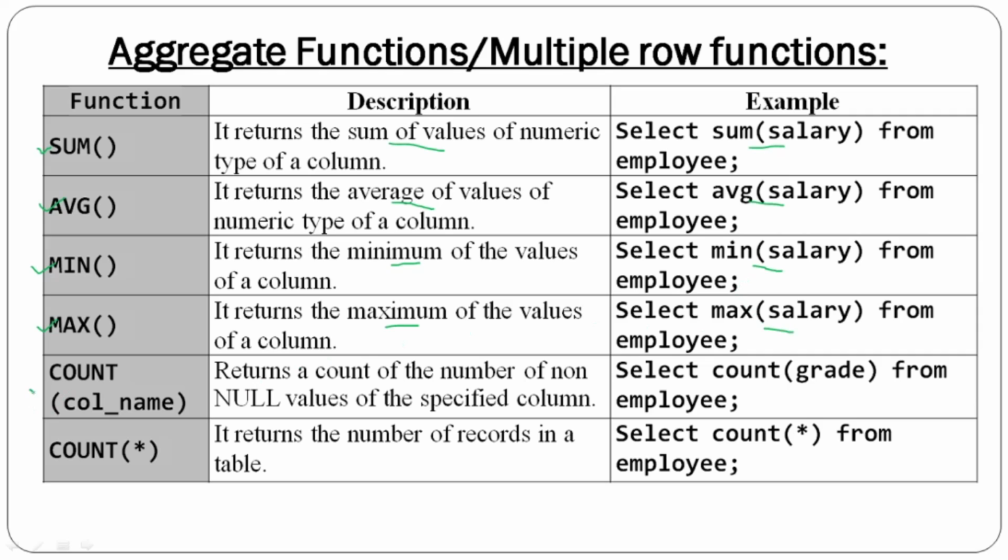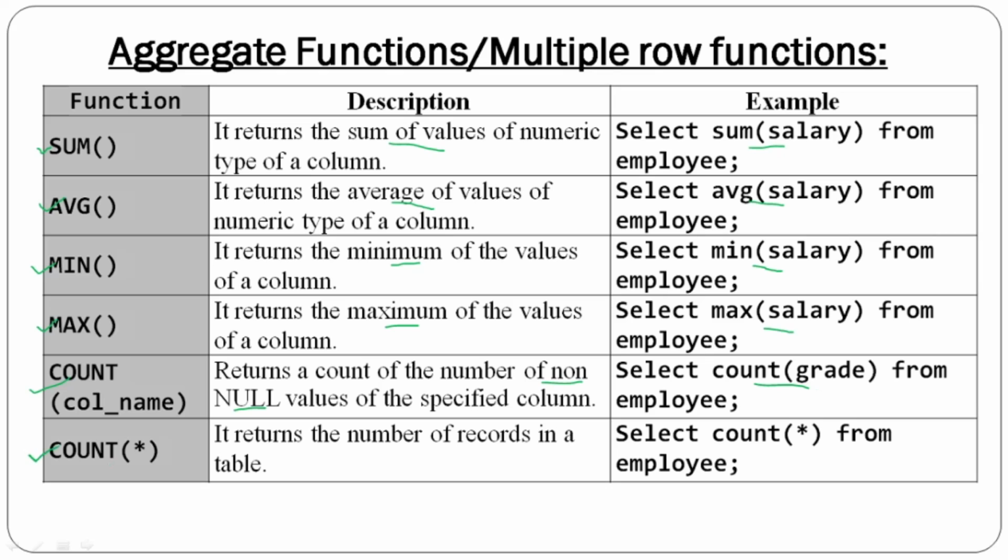The next function is COUNT(column name). It returns the count of non-null values of the specified column. That is, it returns the number of values present in that specific column. Example, SELECT COUNT(grade) FROM employee. This command returns the count of grade values present in employee. This COUNT(column name) function eliminates null values. All these aggregate functions omit null values.